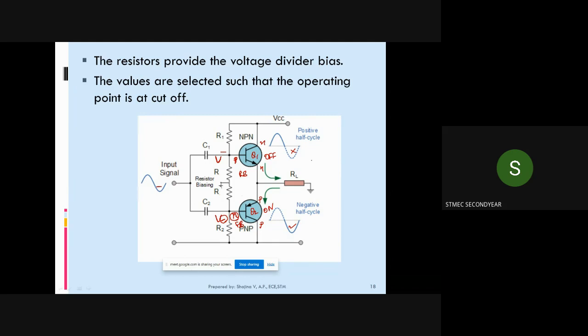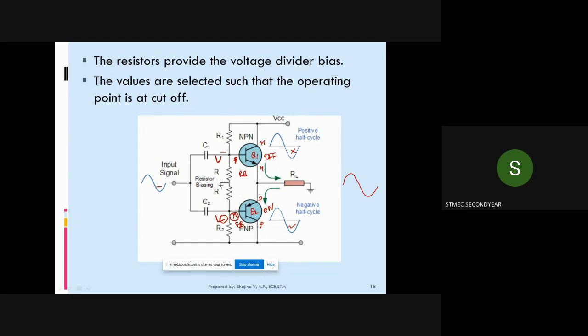So we can combine these two signals and at the load resistor, you will be available with the complete input signal. That is, the positive half will be available with the transistor Q1 and the negative half with the transistor Q2. So you will be available with the complete cycle. Here also the problem of crossover distortion will be there.